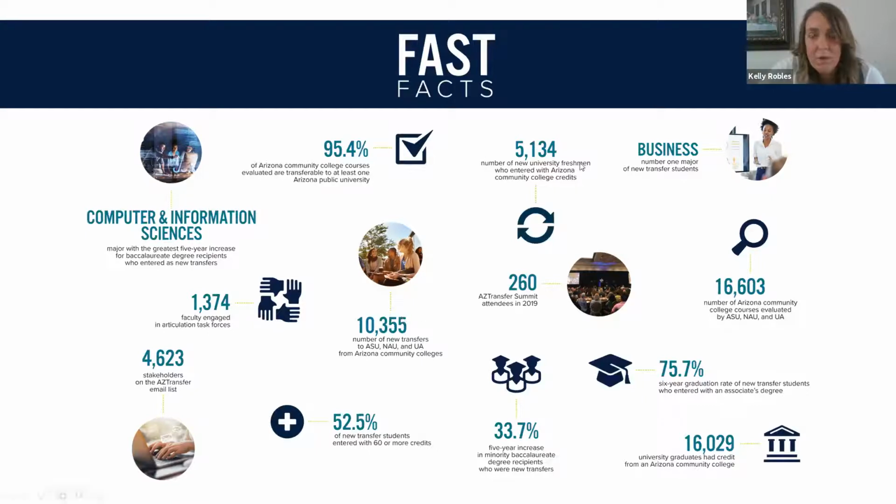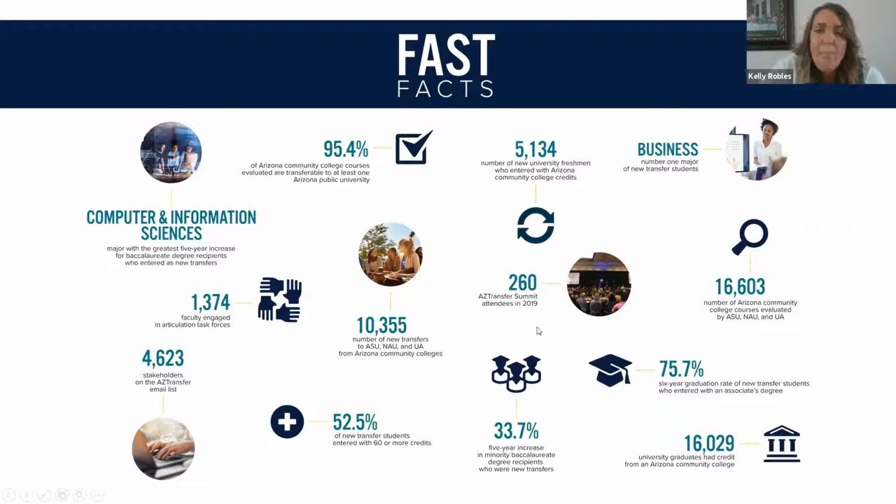And so this number, we've only published the last couple years now, about 5,100 new university freshmen came into ASU, NAU, or U of A with credits from Arizona community colleges. These students aren't counted in this number. So 5,000 university freshmen came in with most likely dual enrollment credit, but because they earned that credit before they graduated high school, they're not counted as new transfers. This is a huge number that speaks to the value of the relationship between the community colleges and universities.